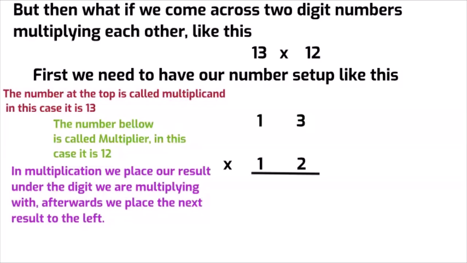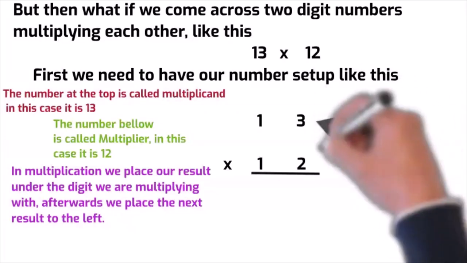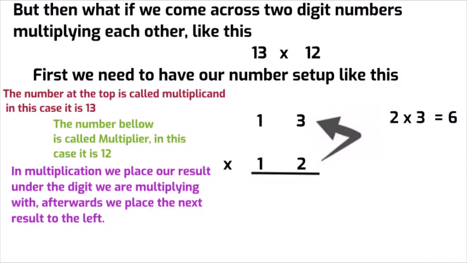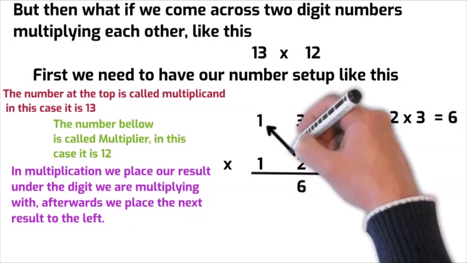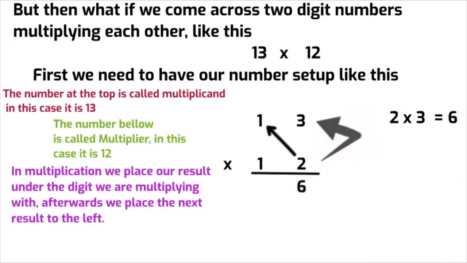So, to begin, we will go from right to left, starting with 2. We have 2 times 3. 2 times 3 is 6. Remember, we need to go under the digits we are multiplying with and write down our result. In this case, we are multiplying with 2. So we go down under 2 and write 6. Next, we move to the tens side of the multiplicand. In this case, it is 1.